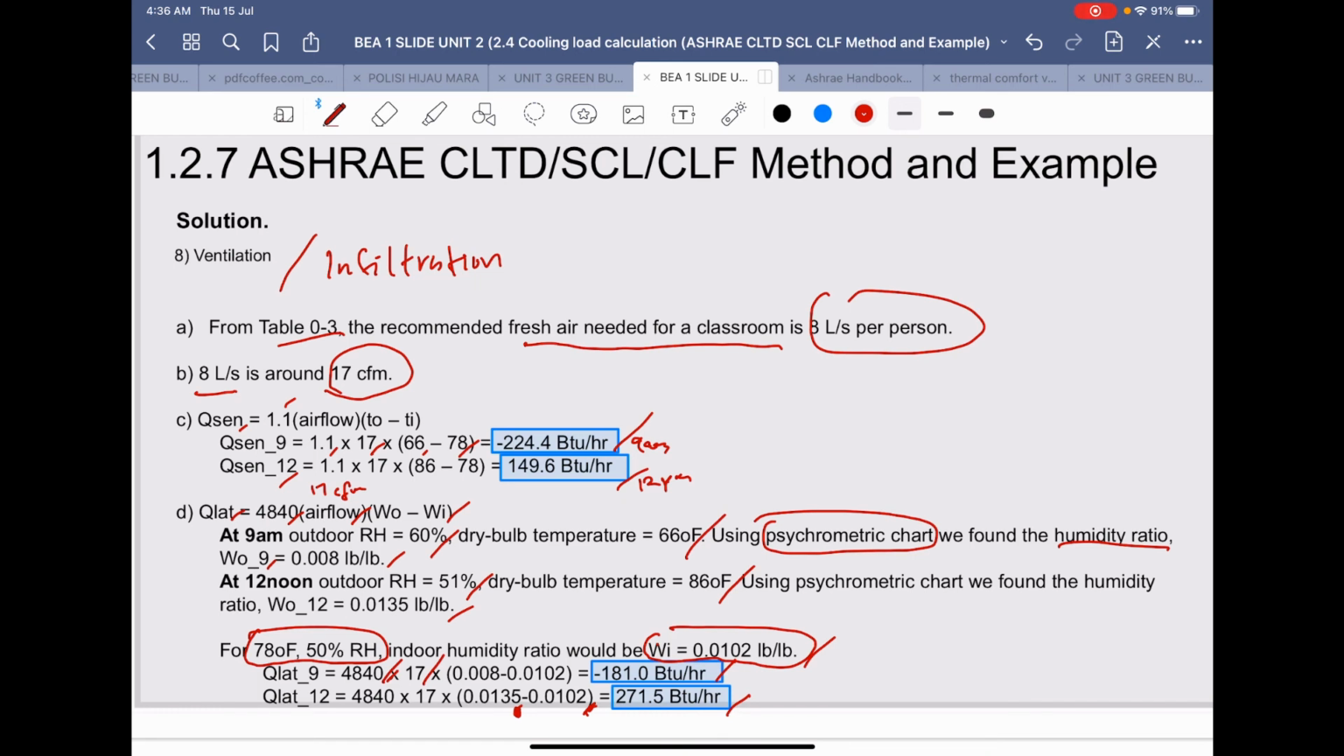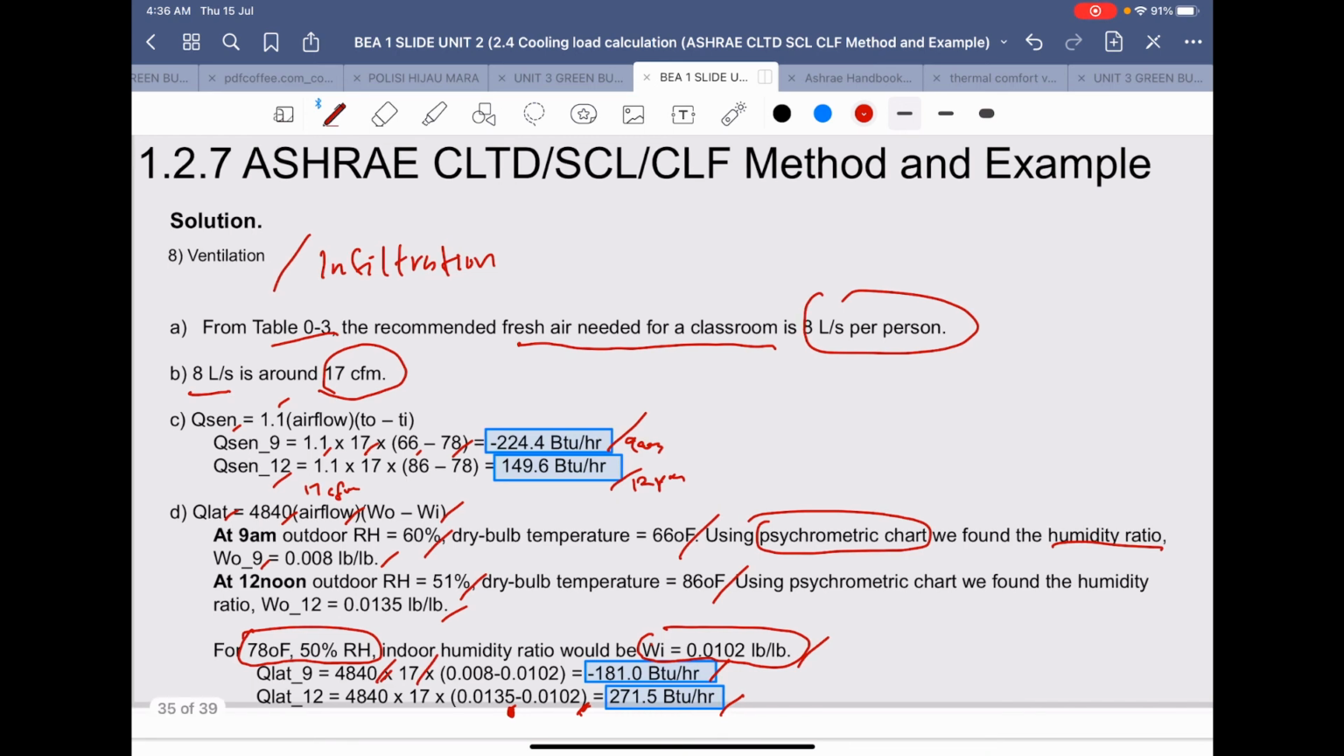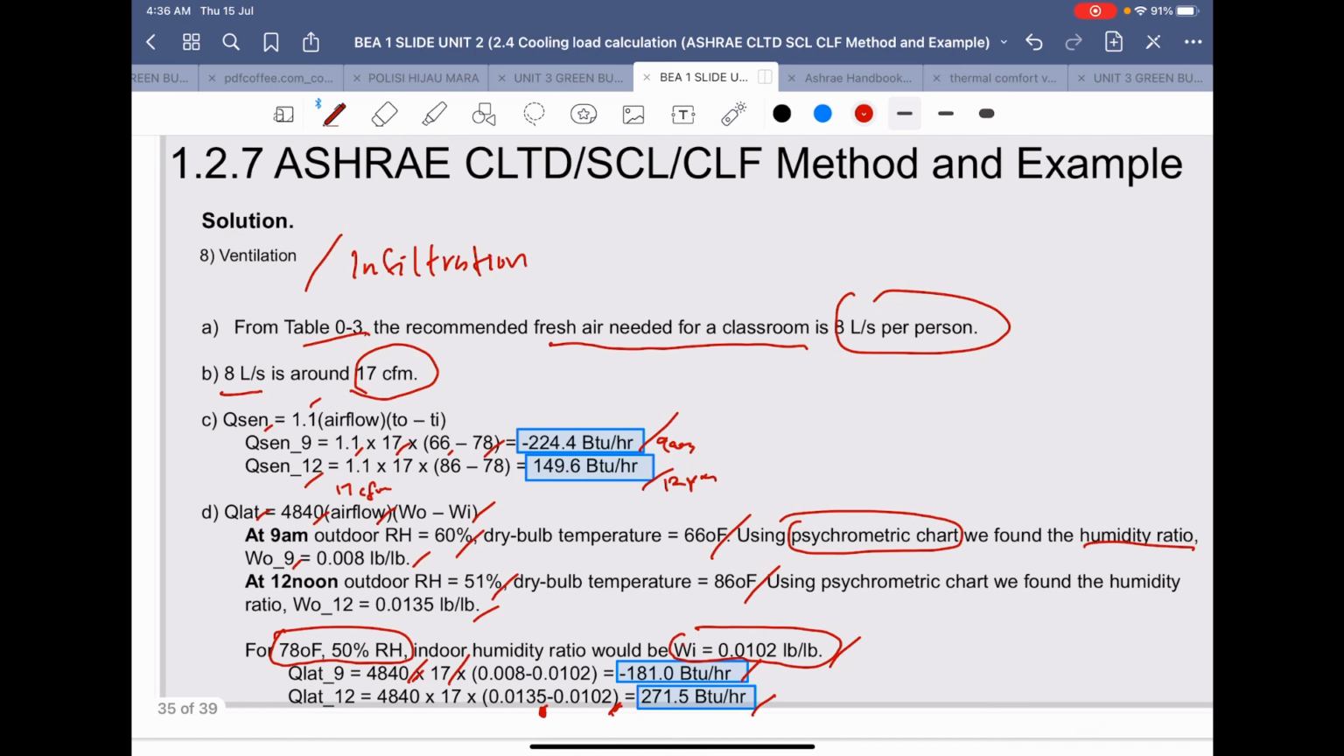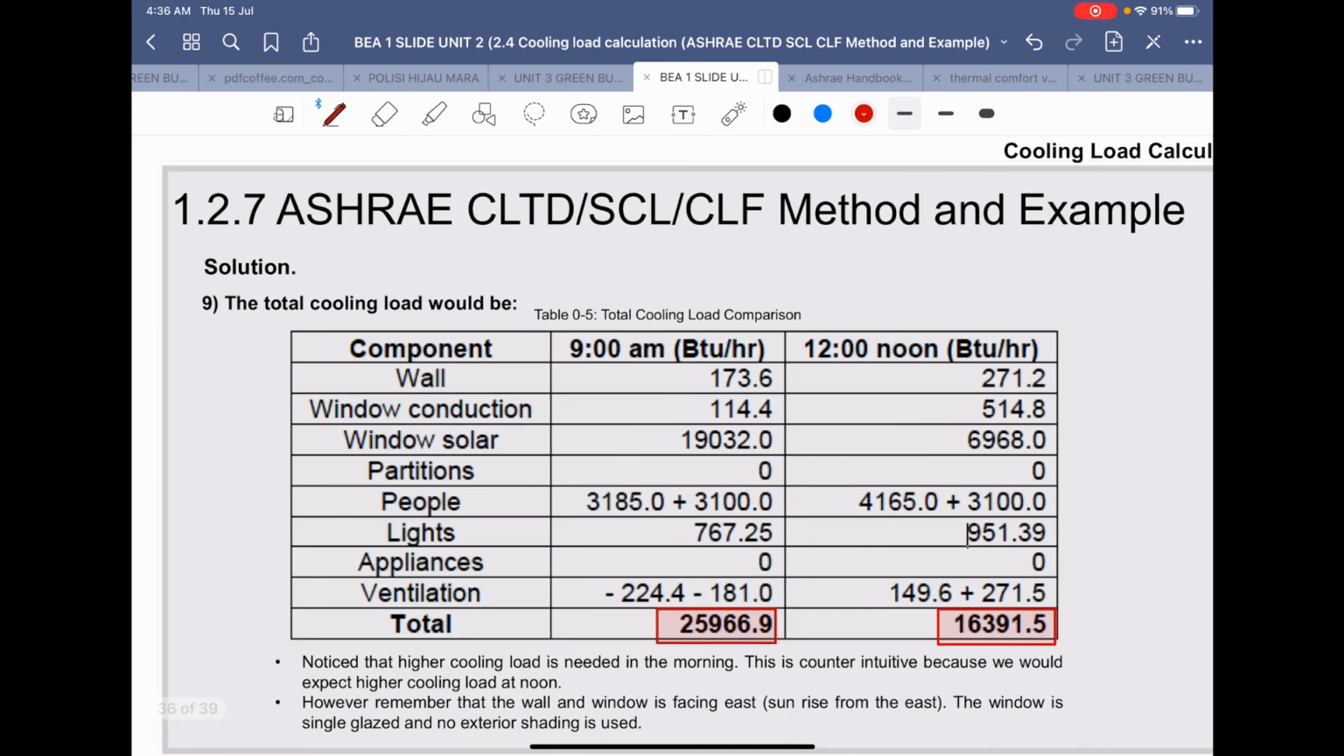So in this case, we already get all the humidity load from all the components, especially wall, window conduction, window solar, partition, people, light, and appliance, though we don't have appliance and partitions. And last but not least is the cooling load due to ventilation. As you can see, at 9 AM, we have to total all together this cooling load to get the cooling load at 9 AM.